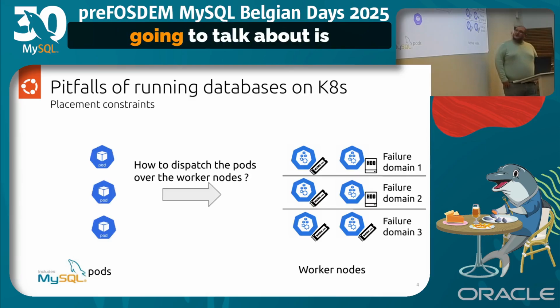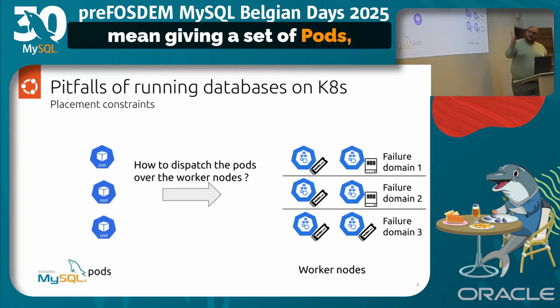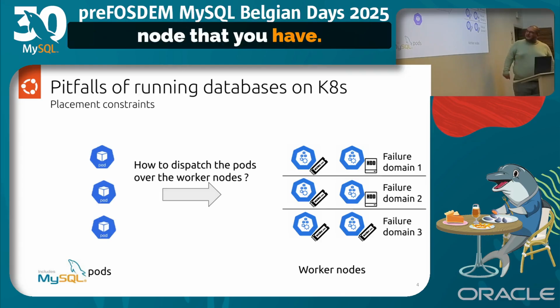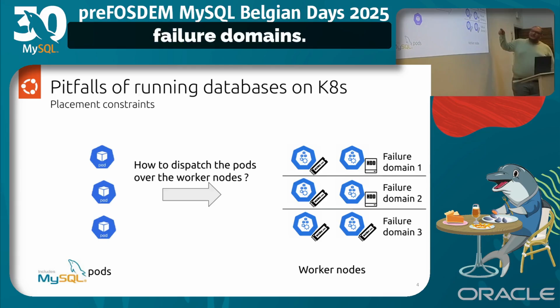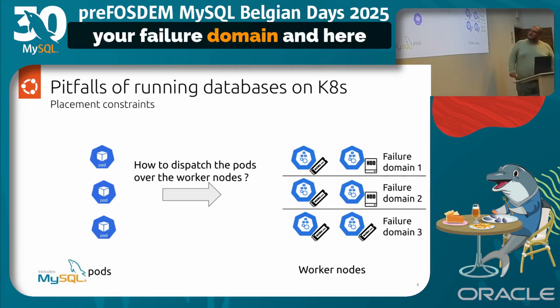So the first thing that I'm going to talk about is placement constraint. By placement constraint, I mean, given a set of pods, in this case MySQL pods, how to dispatch the pods over the Kubernetes worker nodes that you have. In our example in the upcoming slides, we choose to have 3 failure domains. Failure domains can be availability zones, nodes, racks, whatever you really consider your failure domain.